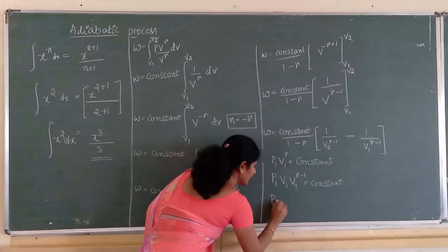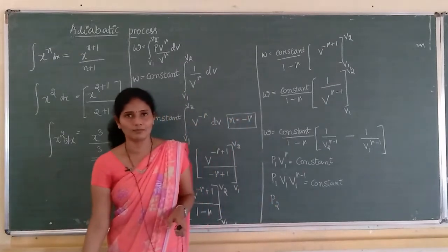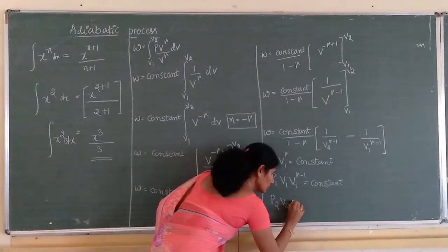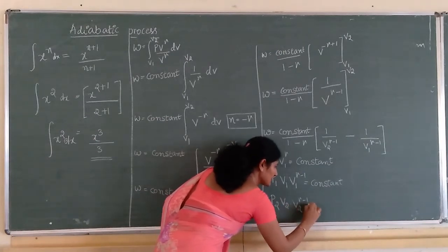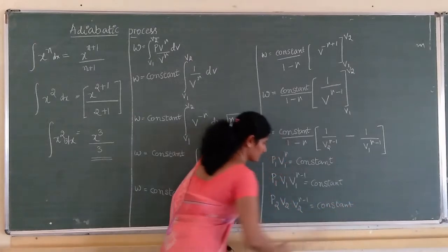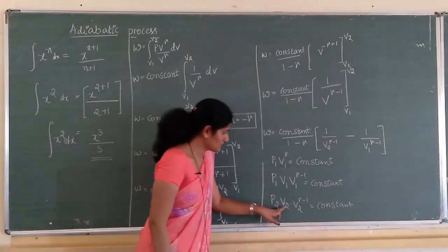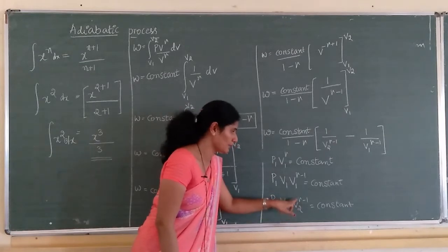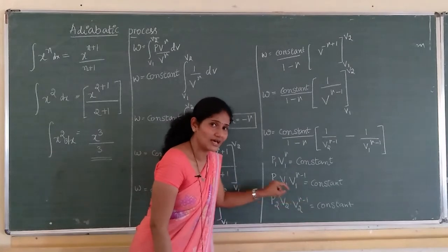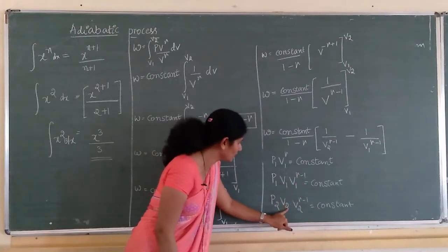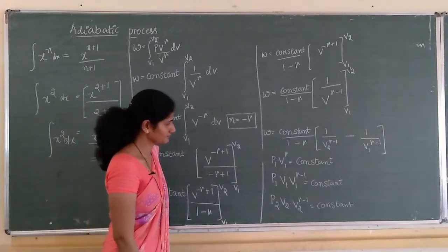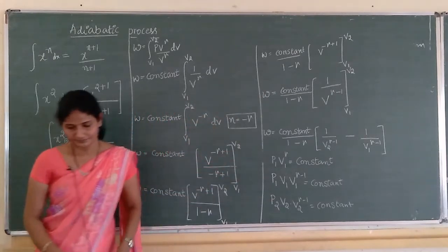Similarly, p2 v2 to the power gamma, that is p2 v2 into v2 to the power gamma minus 1, is equal to constant. Same expression. So this is v2 to the power 1 into v2 to the power gamma minus 1. So v2 to the power 1 plus gamma minus 1; plus 1 minus 1 cancels, we get v2 to the power gamma, which is equal to constant. So take down.